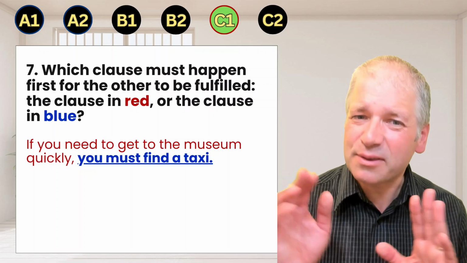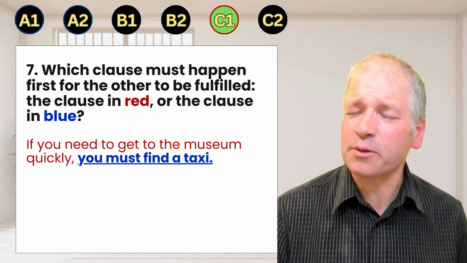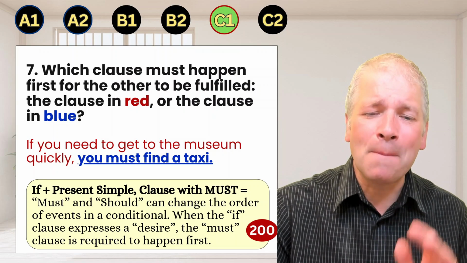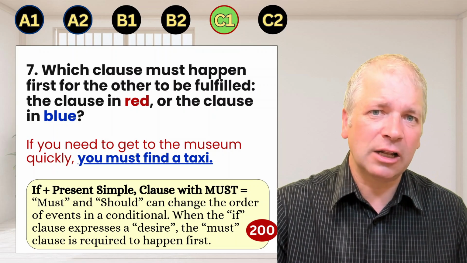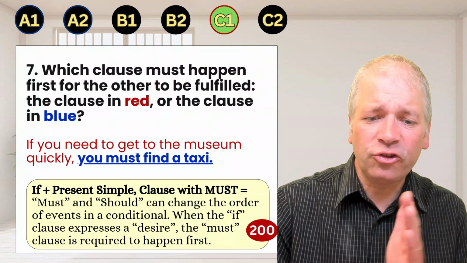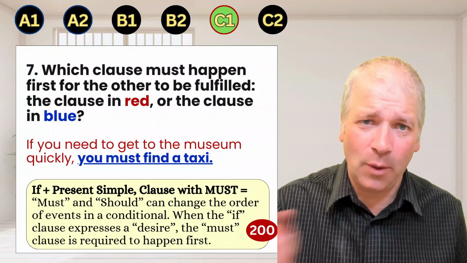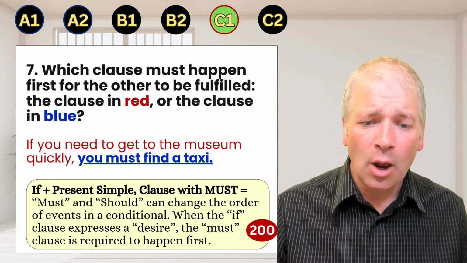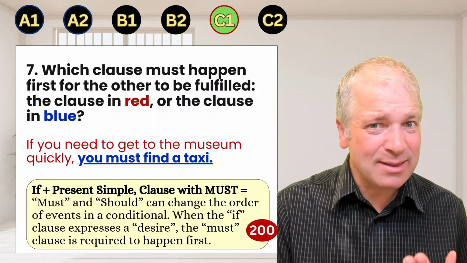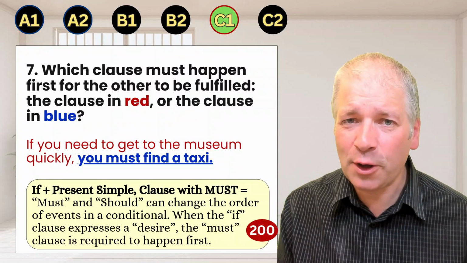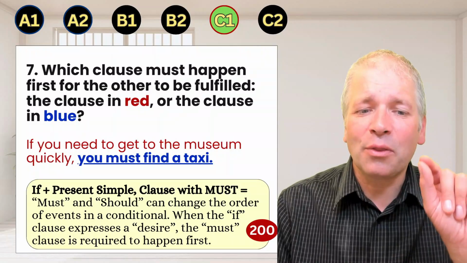And the answer is the second clause needs to come first. You must find a taxi. And that's because we've used must in the second clause. When we use must or should, we can change the order of events in the first conditional, where we have if and the present simple. When the if clause expresses a desire, the must clause is required to happen first in order to fulfill that desire.